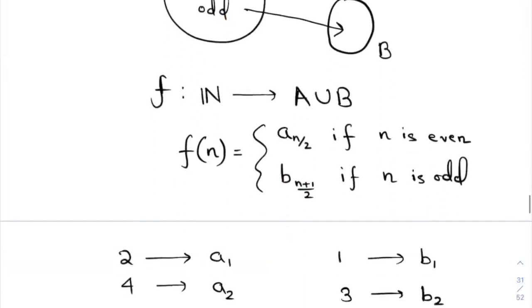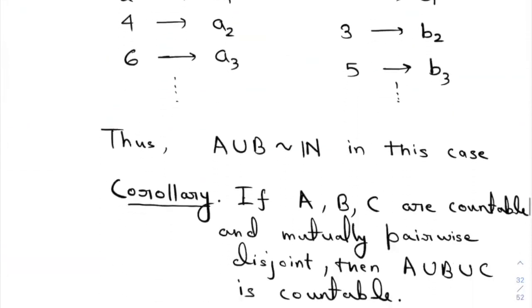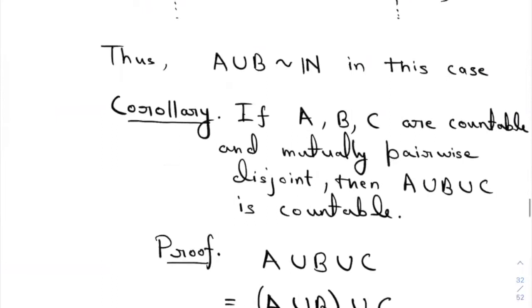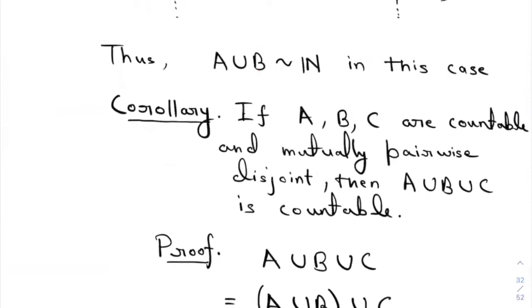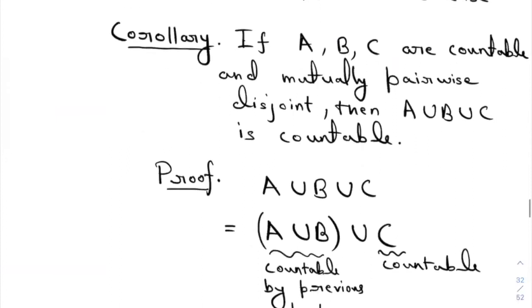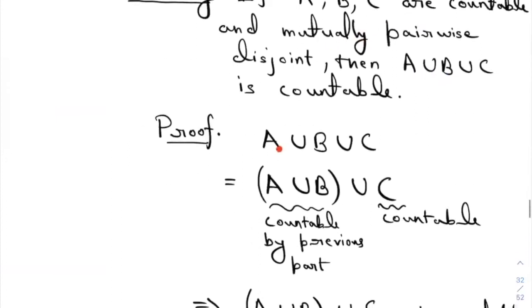So this assignment leads to a countable set. So the union of two disjoint countable sets is countable once again, and inductively, the union of three disjoint countable sets is also countable. As you can see, I can simply write A union B union C.